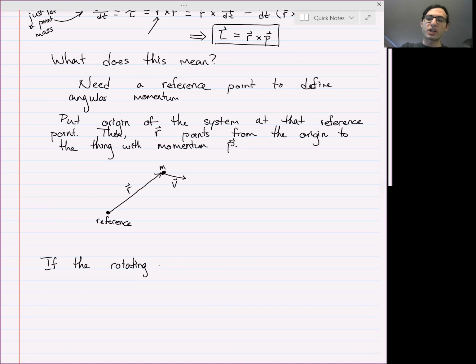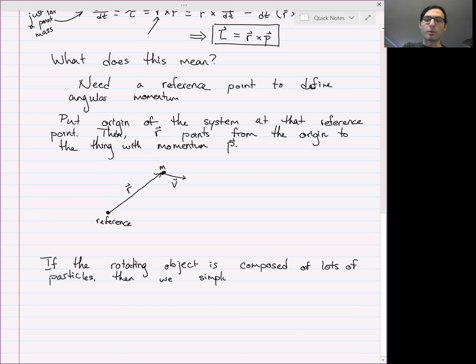So if the rotating object is composed of lots of particles, like any normal thing has a whole bunch of atoms in it, rather than just one particle, then all we do is add together the angular momentum of each particle. AM is my abbreviation for angular momentum, by the way.